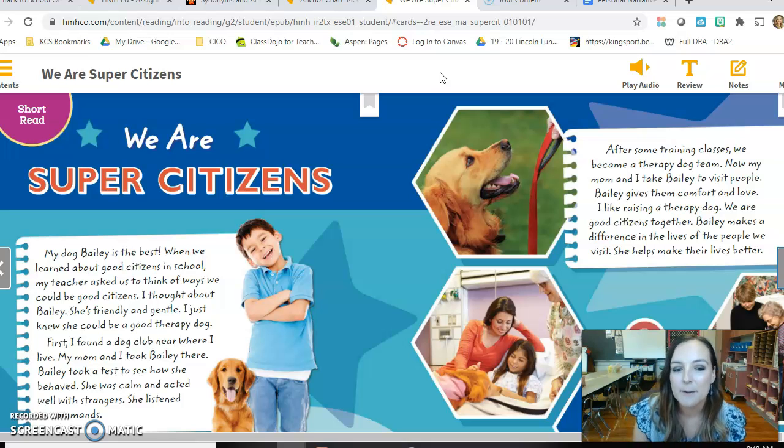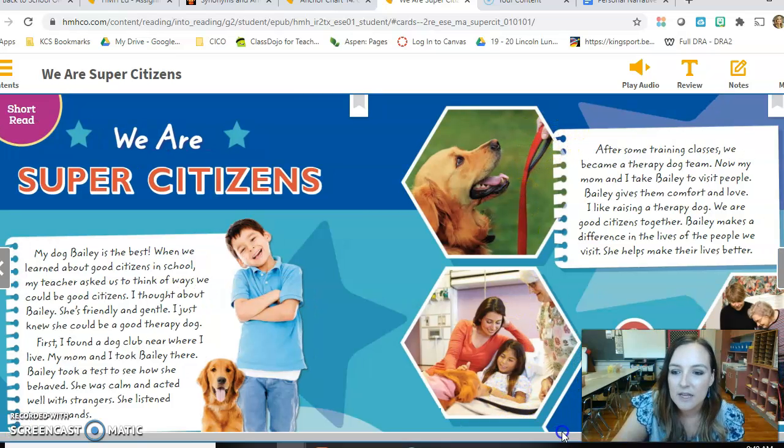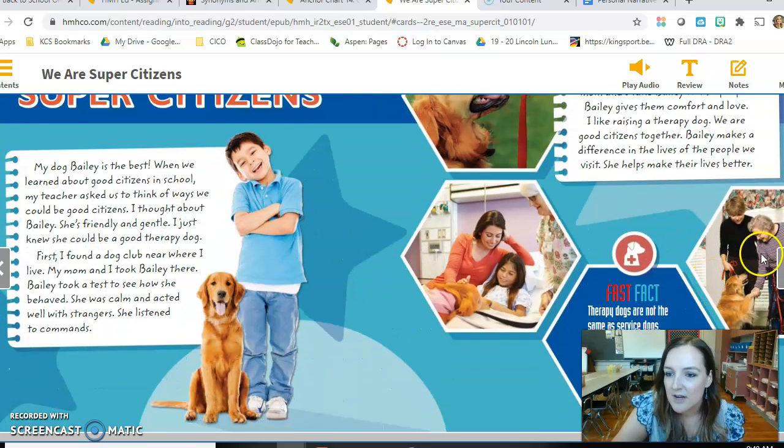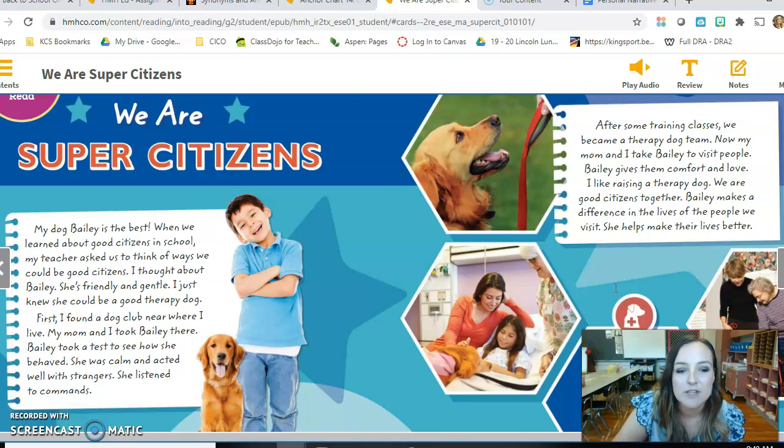And I'm wondering, what could this boy and his dog be doing that would call them super citizens? So I see a picture of a little girl. It looks like maybe she's in the hospital and the dog is there with her. I see a picture of the dog and the person holding the leash. And I also see a picture over here of someone with their dog visiting an elderly person, and a fast fact that we're going to read. So let's read and find out today.